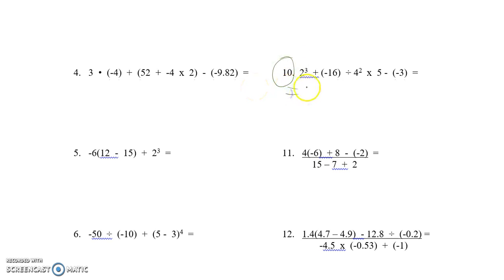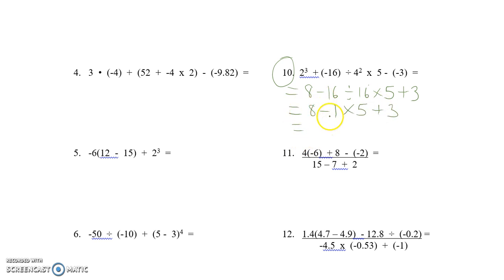It says 2 cubed, so I'm doing things with indices first. So that's 8. Plus minus makes a minus. Divided by 4 squared is 16 times 5, and then minus minus makes a plus. Okay, so that's my first step. The next step I want to do is from left to right, BODMAS. So I want to do multiplication. So I'm actually going to leave the 8 there, and I'm going to do 16 divided by 16, which is 1, but it's negative. Then I've got my times 5 and plus 3, and I'm just writing it out.